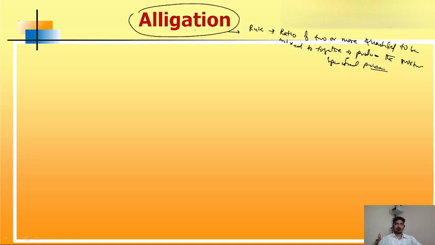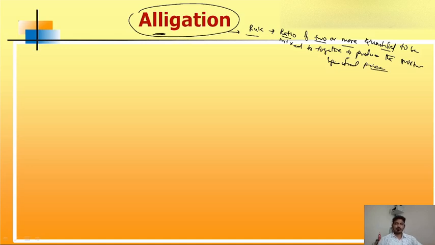What does allegation mean? It is a rule which enables us to find the ratio of two or more quantities or items to be mixed together to produce a mixture of a specified or desired price. It is a mathematical method which helps us calculate the price of a mixture of two parts with different costs, and it also helps us determine the ratio of two or more elements at specific prices to combine to get the desired price of the mixture. That price we call the mean price of the mixture.